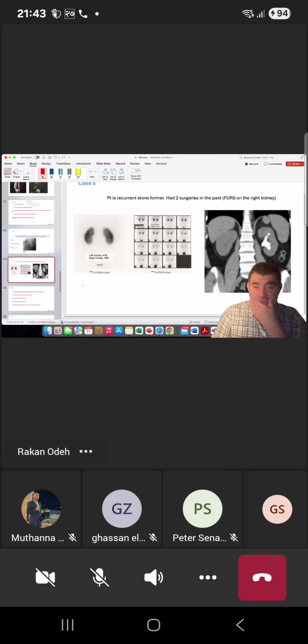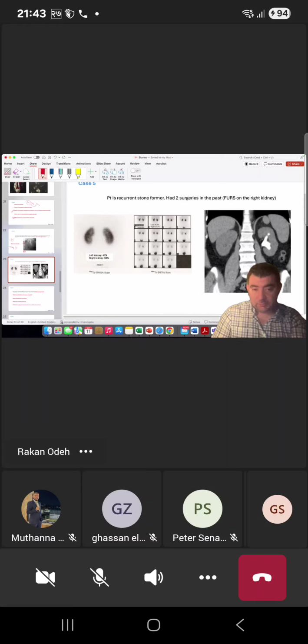Okay, so the patient has a recurrent stone. He's a recurrent stone former, had 2 surgeries in the past, flexible ureteroscopy on the right side. This is his DMSA. Can you take me through it? Okay, so on the DMSA I can see almost symmetrical uptake in both kidneys, which is slightly more on the right kidney. So it's almost a normal scan.